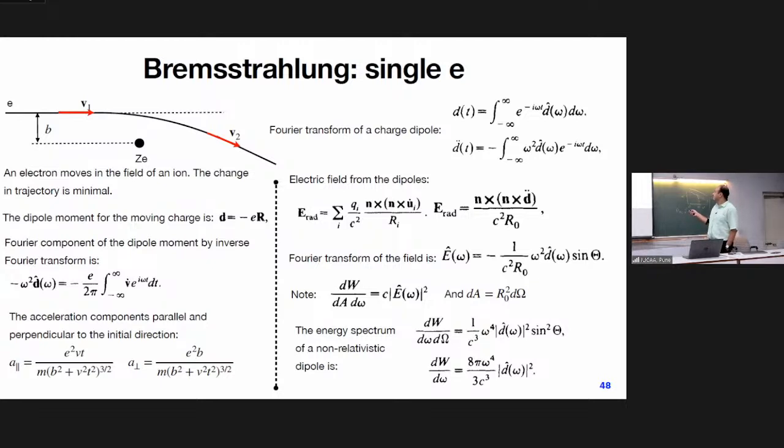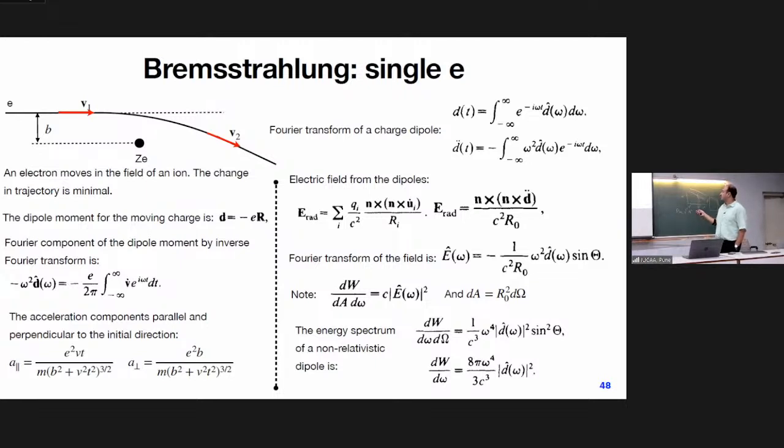So this can be written in terms of n cross the dipole moment double dot, which is the double time derivative of the dipole moment, or the acceleration vector. This is directly proportional to R. Now, I discussed in the previous lecture that what we are interested in is not just the total power emitted, but the energy distribution of the power emitted. So the spectrum is proportional to the Fourier transform of the electric field squared, or E omega squared.